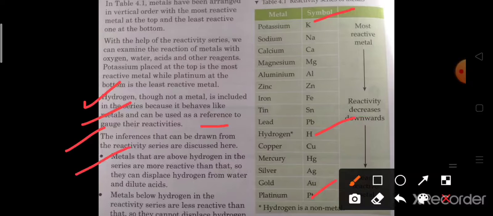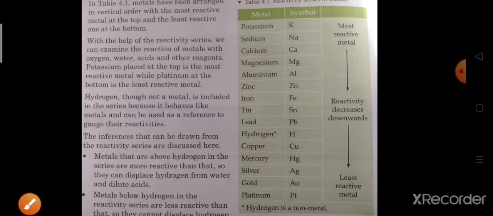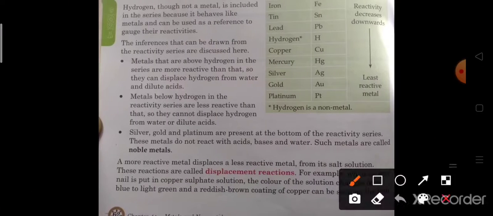The metals that are above hydrogen in the series are more reactive, so they can displace the hydrogen from water and dilute acid. Therefore the metals below hydrogen in the reactivity series are less reactive than that, so they can't displace the hydrogen from its position in the water or acids.